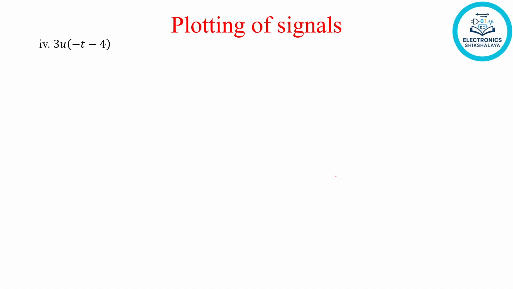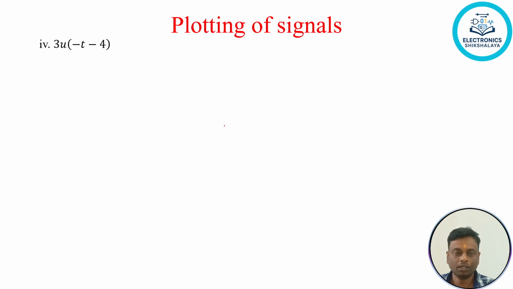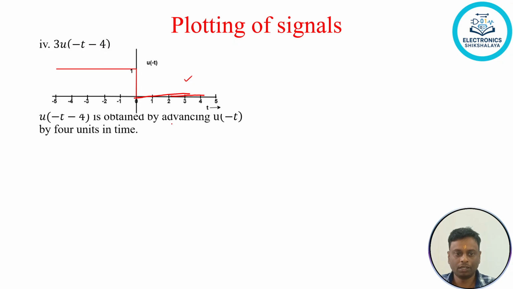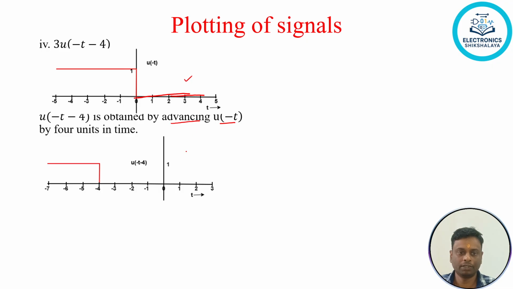So let us see our fourth case, that is u(-t-4). So first we will plot u(-t). So this is our u(-t). Then we plot u(-t-4). This is done by advancing u(-t) by 4 units in time.